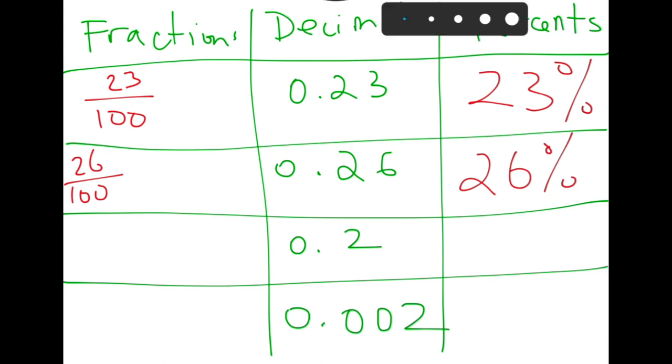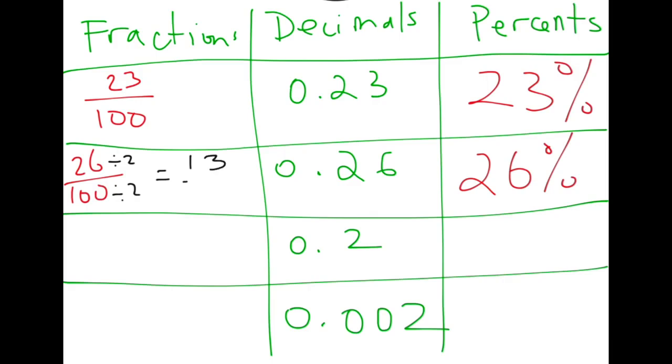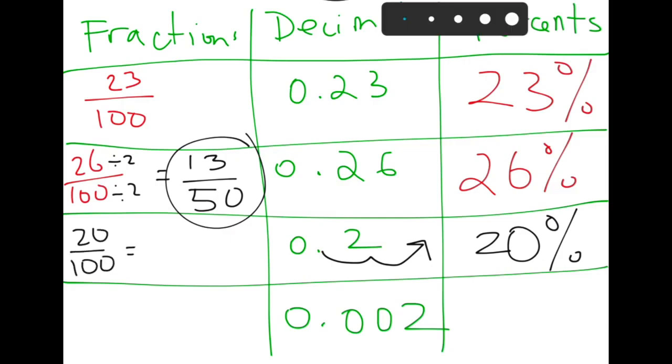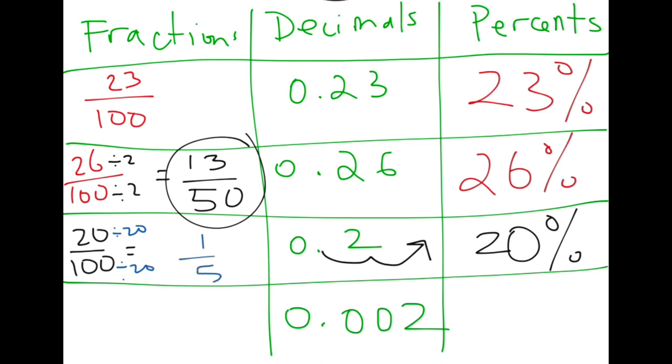However, you have to simplify this one. So you divide by 2, you end up with 13 over 50. Always simplify whenever possible. How about 0.2? 0.2 as a percentage, I have to move the decimal point 2 places to the right. So when I move it one time, I get 2. When I move it again, I get 20. So this is 20%. So 20% means 20 over 100. I will divide by 20 on both sides, on the top and on the bottom. I will get 1 over 5, 1/5.